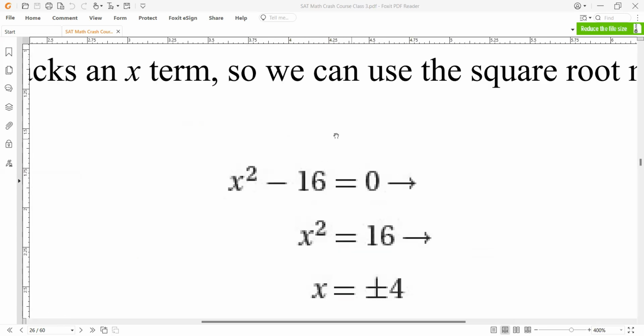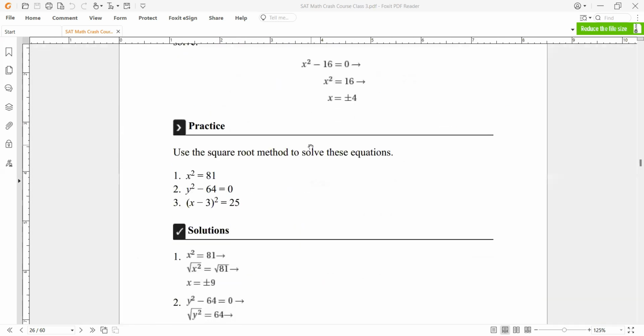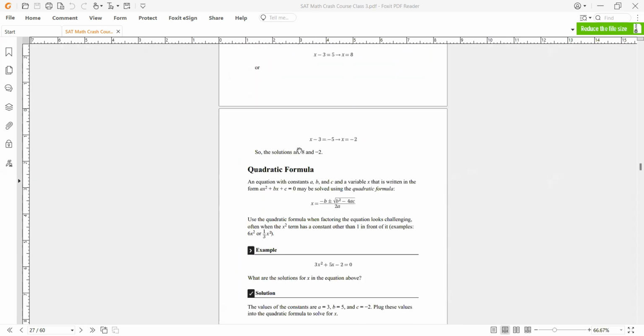Whenever we are solving a quadratic equation, we are going to get two solutions. Definitely, we are going to get two different solutions.